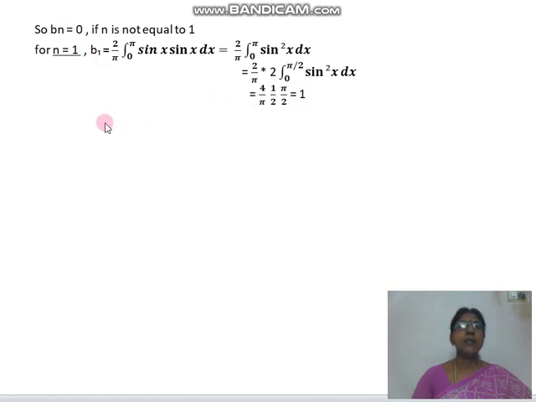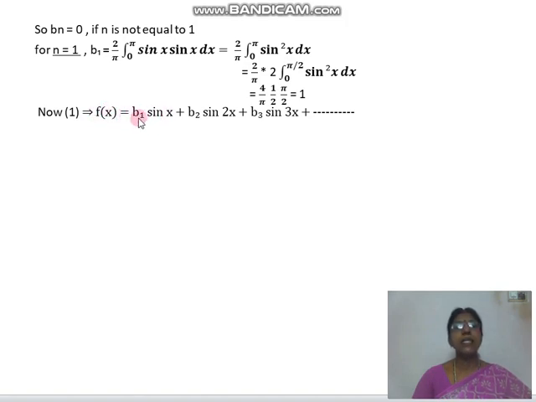Now substitute these values in the given series. F of x is equal to sigma bn sin nx. Sigma bn means b1 sin 1x plus b2 sin 2x plus b3 sin 3x and so on. This is the elaborated form. Now substitute b1 here. F of x is equal to b1 means 1 into sin x plus b2 0, b3 0, remaining all zeros. So we get the function is sin x itself.